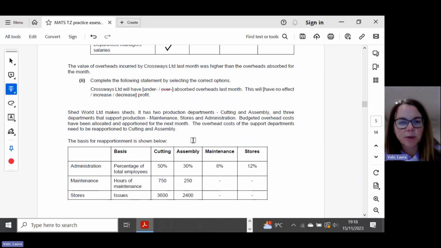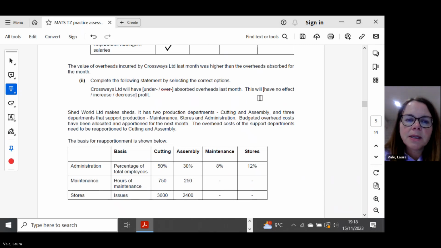So we've under absorbed. So will it have no effect on profit? Will it increase the profit? It's not very well worded there, is it? Or will it decrease? Well, if we've under absorbed, that means we have to put in extra expense. So more expense will decrease my profit.